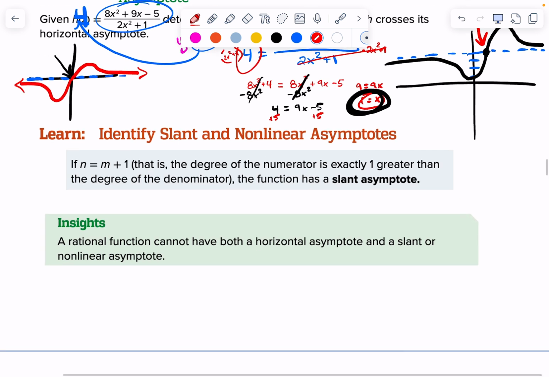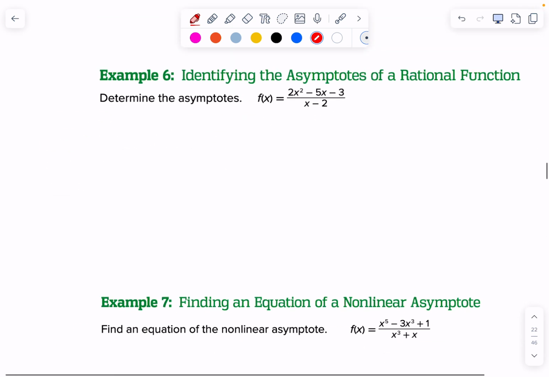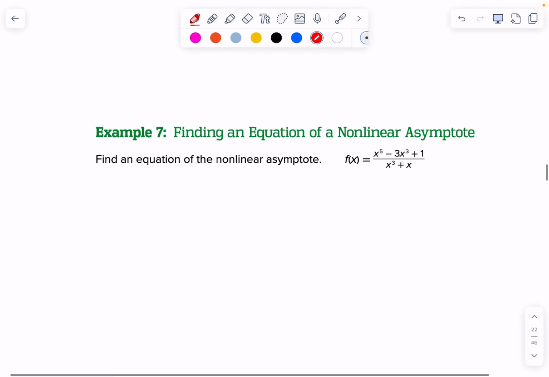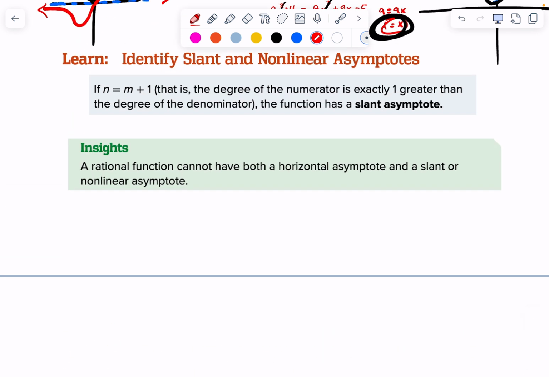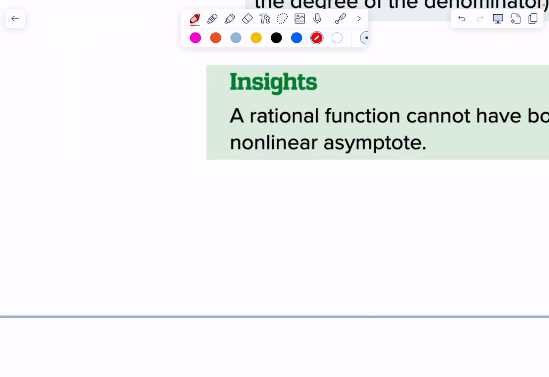If it stays like this, then... it's not going to, though. And now there's one last thing, and it's called a slant asymptote, and he is my least favorite of all. Okay, so let's discuss again.